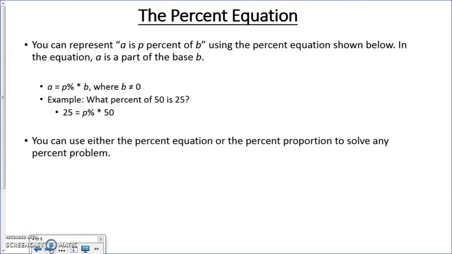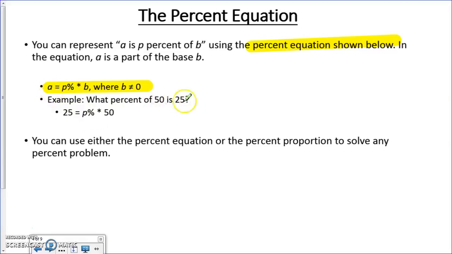The percent equation. You can also represent A is P% of B using the percent equation shown below. In the equation, A is a part of the base B. So here's the percent equation. So again, the same problem. What percent of 50 is 25?